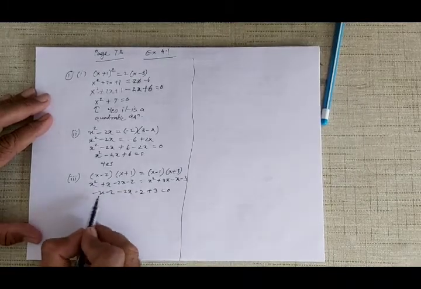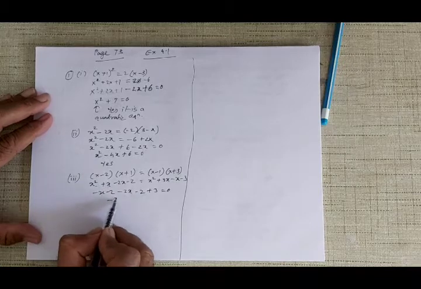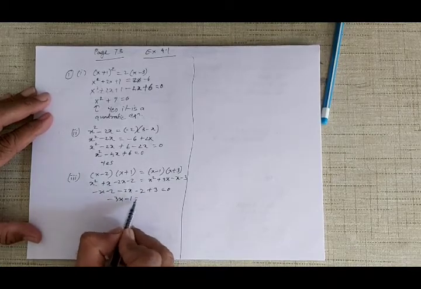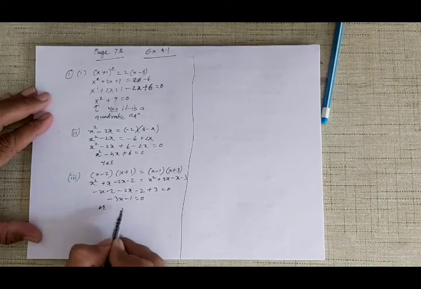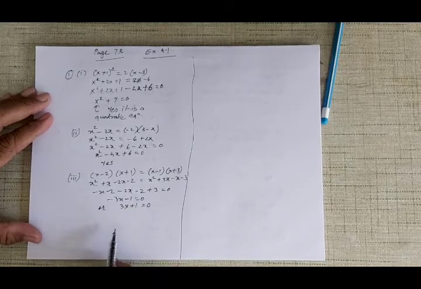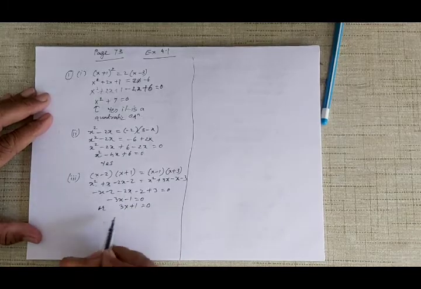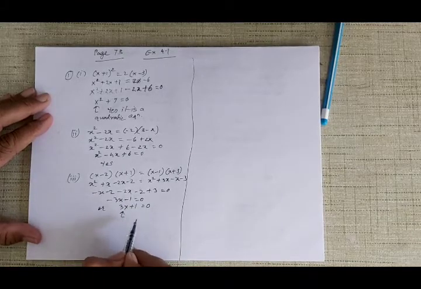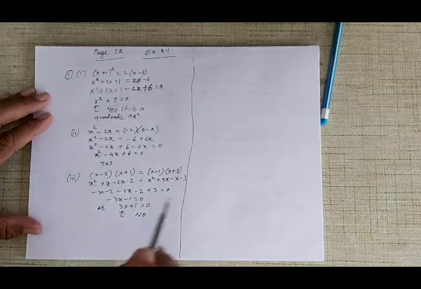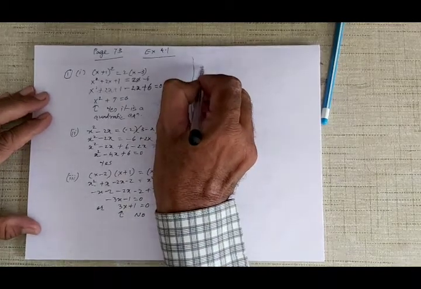Now you can see that minus x minus 2x is minus 3x. 3 and minus 1 will be minus 1 is equal to 0, or you can say 3x plus 1 is equal to 0. But there is no x square term. This is not x square, and therefore no, it is not a quadratic equation. You need an x square term. Alright, let us take the fourth one.